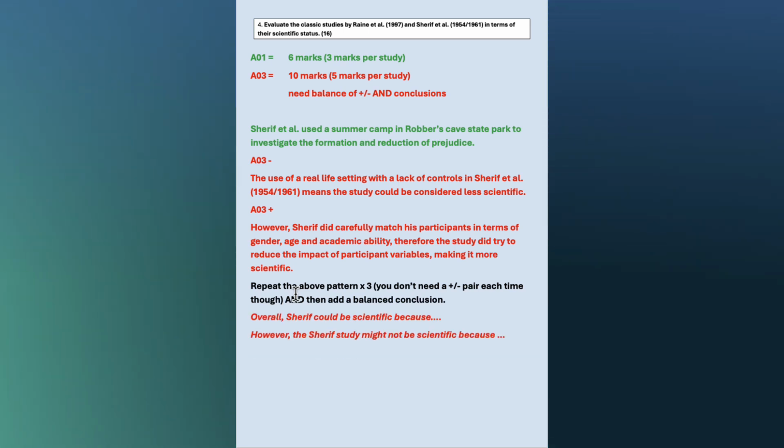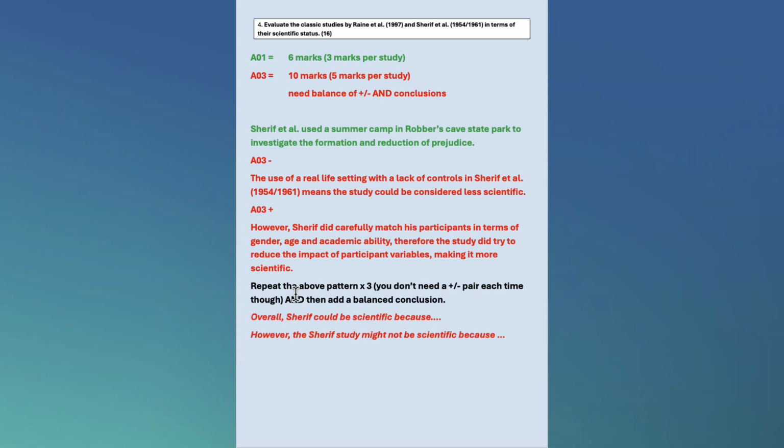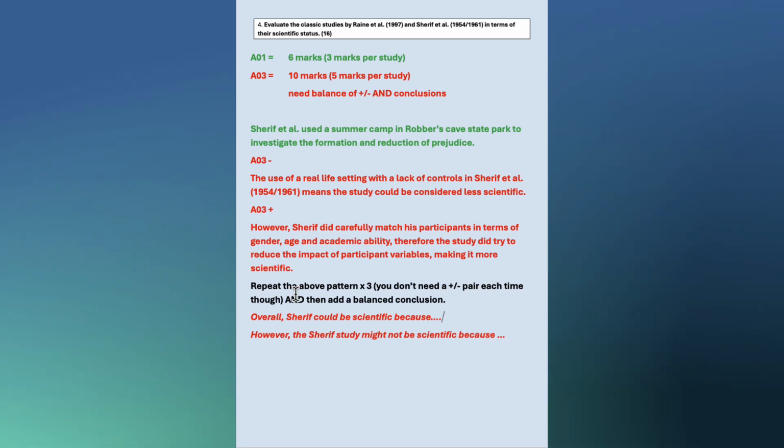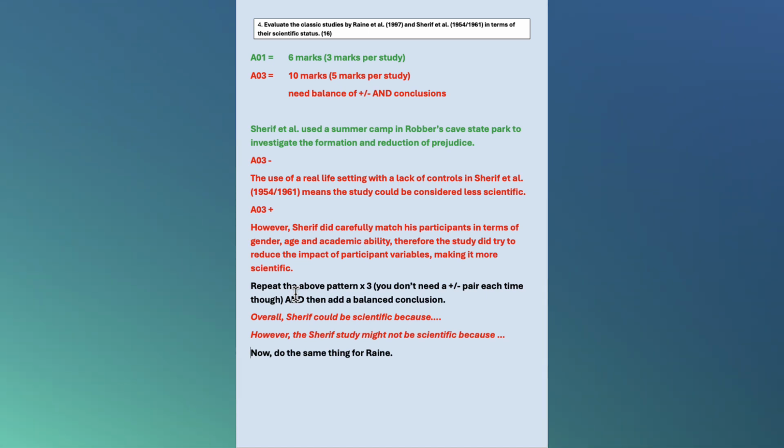So you might go, overall, Sharif could be scientific because, and use all of your ideas about why it's scientific. You just have to summarize them. However, the Sharif study might not be scientific because, and again, summarize the main AO3 criticisms you have. What you're then going to do is exactly the same thing for Rain. You're going to repeat that entire process for Rain.